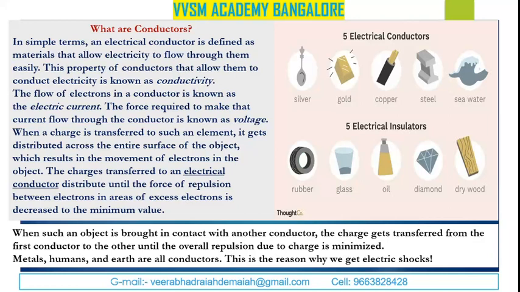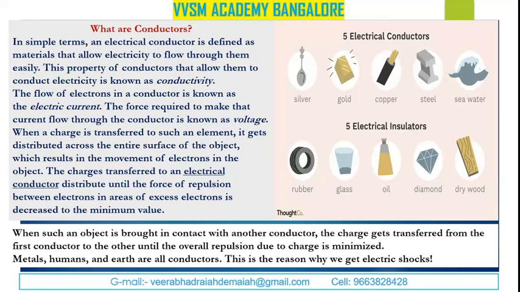You know, my dear friends, this is a very important topic concerning electronics. What is an electrical conductor? The charges transferred to an electrical conductor distribute until the force of repulsion between the electrons in areas of excess electrons is decreased to the minimum value. Here are the five very important electrical conductors: silver, gold, copper, steel, seawater. And at the same time the insulators, which are also called bad conductors: rubber, glass, oil, diamond, dry wood, etc.